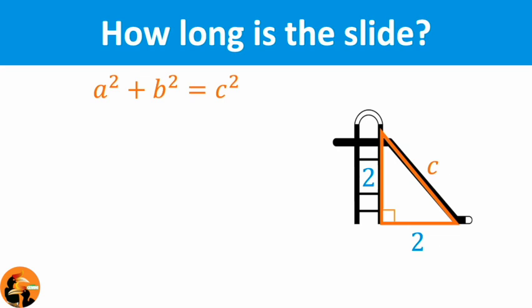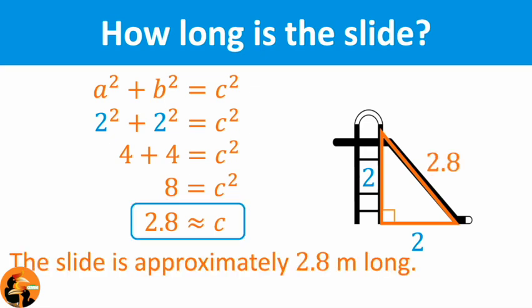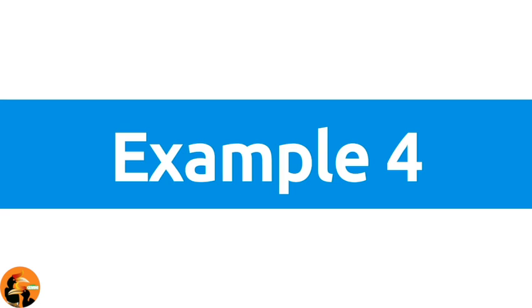The two sides we know are both legs, so A equals 2 and B equals 2. That gives us 4 plus 4 equals C squared, so 8 equals C squared. To find C, we need to take the square root of both sides. The square root of 8 is a decimal that goes on forever, so we can round to the nearest tenth. So C is approximately 2.8. That means our slide is approximately 2.8 meters long. Well done. Let's try one last example.